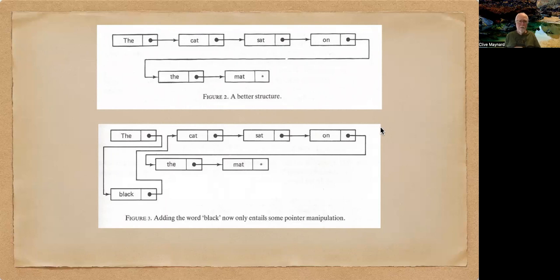Now, is this any better? Well, if we look at the figure at the bottom, you'll see that if we now want to put in our extra word black, we simply have to change the pointer from the to the word black, and from the end of the black to the cat, and without moving anything around, just by changing those pointers, we are able to add that extra word into our string.